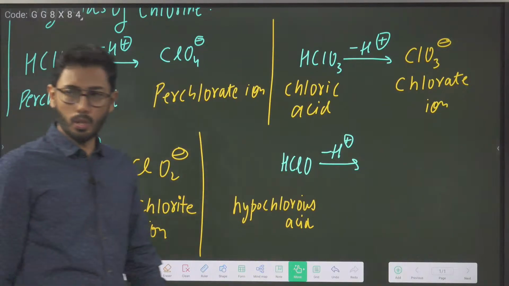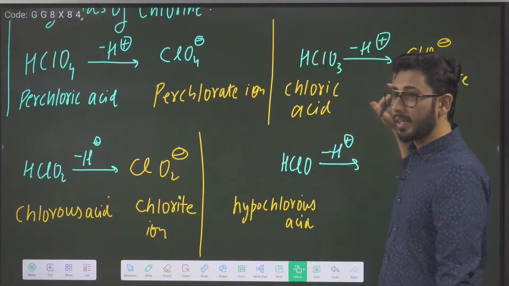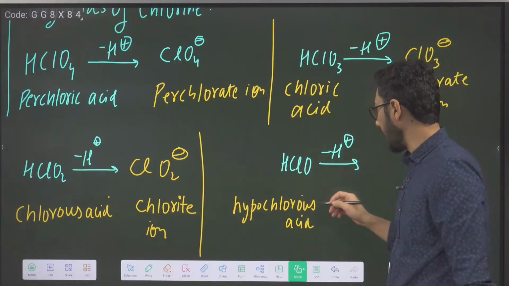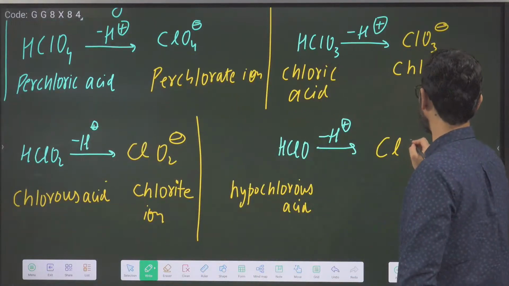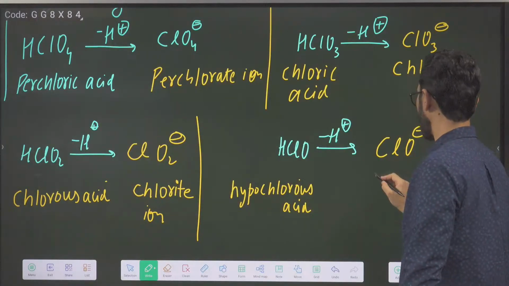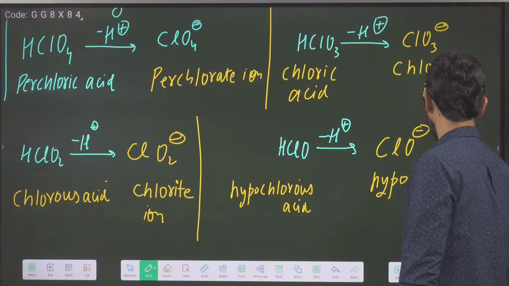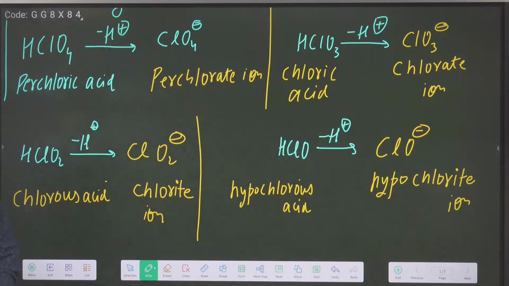Getting it? So we are not doing any change, following the same pattern. Whatever is the acid, ic becomes ate, us becomes ite. So here it becomes ClO minus, hypochlorite. Completely write it down. That will complete the general idea for anions. Then we will write how to find out the formula.